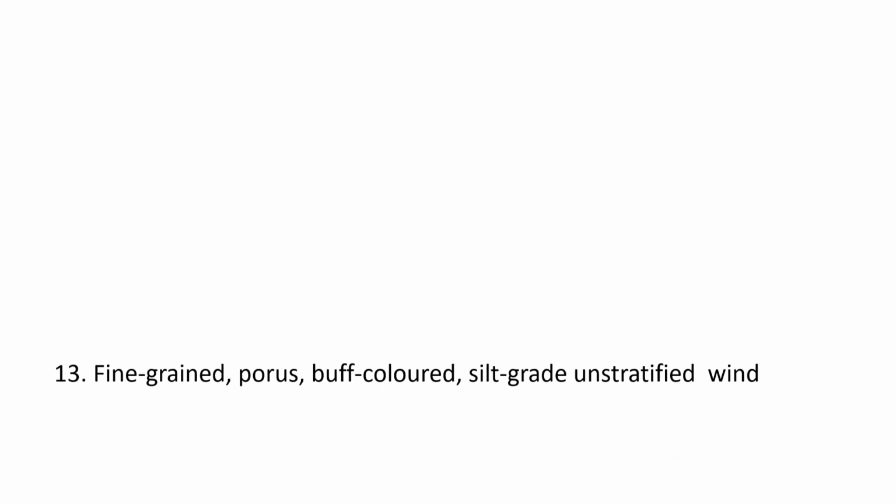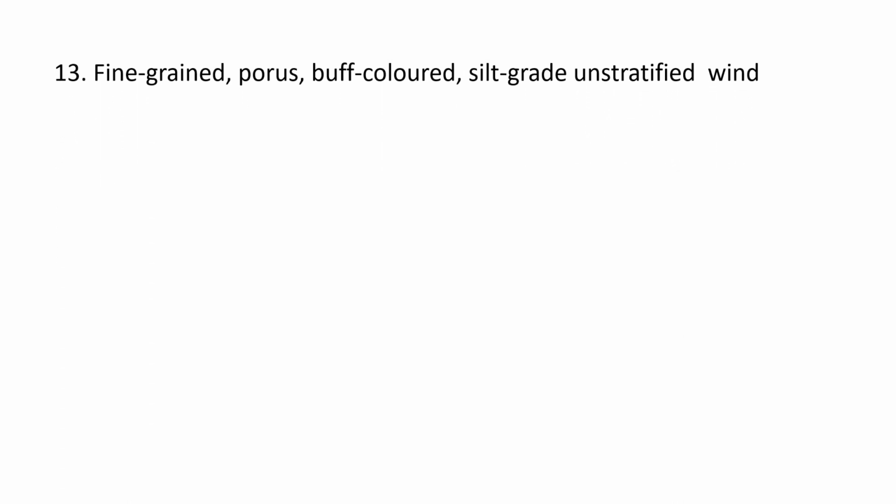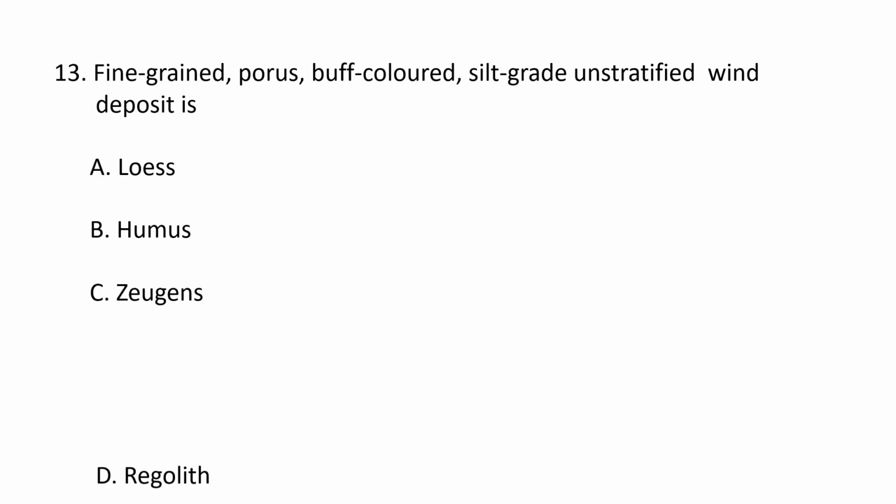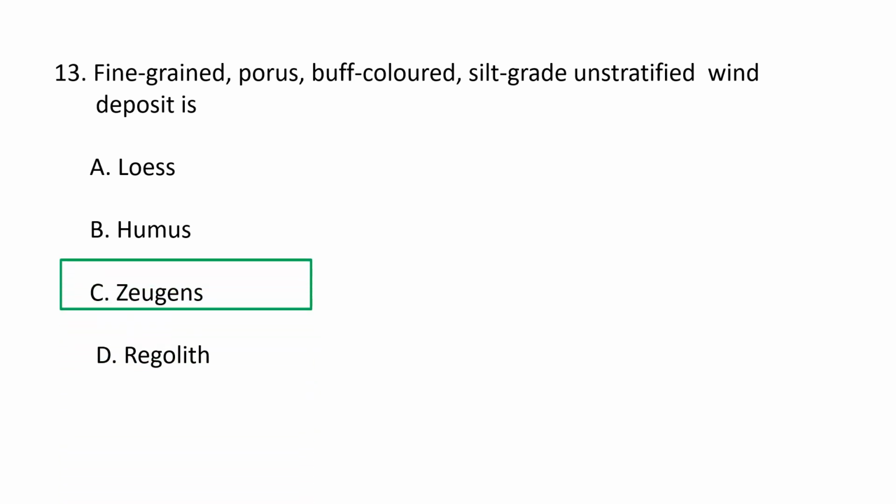Next question. Fine-grained, porous, buff-colored, silt-grade, unstratified wind deposit is: A. Loess, B. Humus, C. Zeugen, D. Regolith. So a fine-grained, porous, buff-colored, silt-grade, unstratified wind deposit is known as loess.